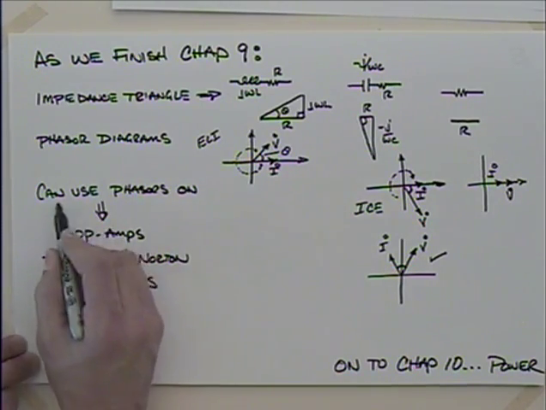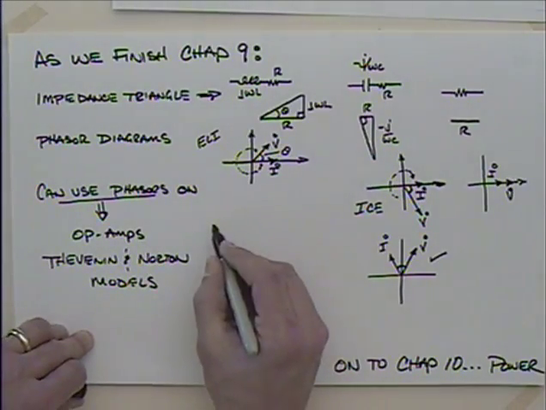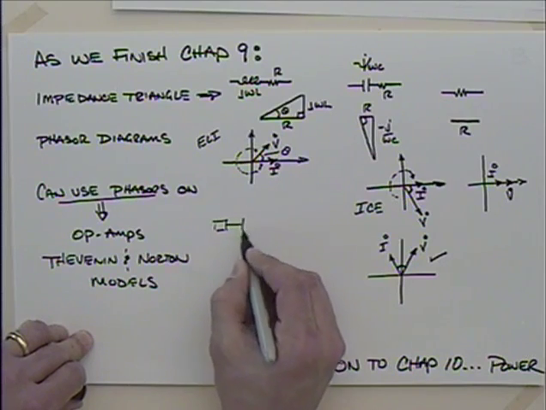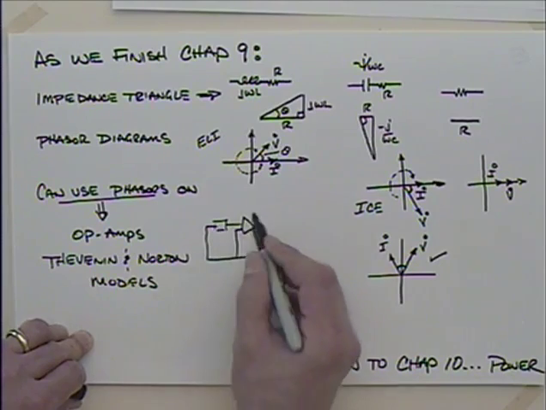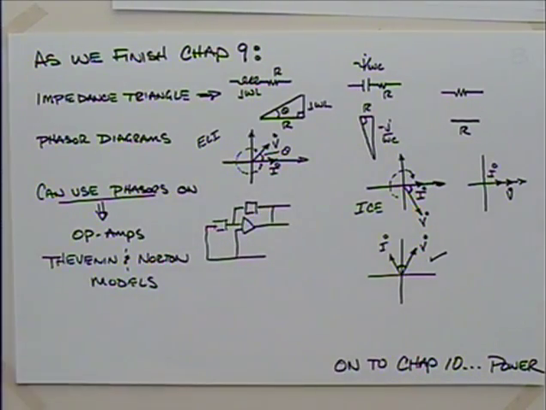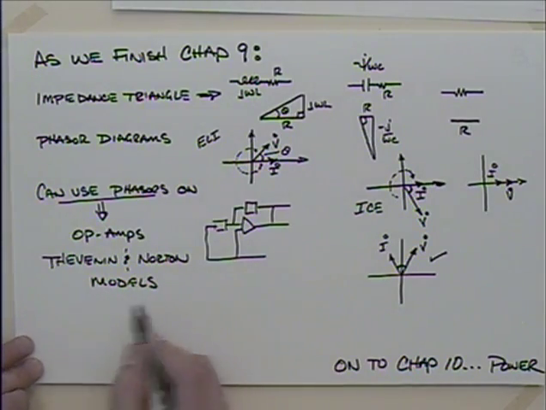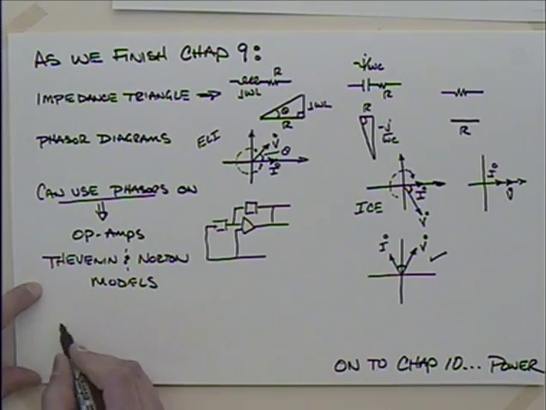We can also use phasors on operational amplifiers. I'm not going to go into that, but you could have an op-amp that has impedances on it. And you're going to use the same linear assumptions that we talked about last term. So if that ever comes up, you can use that. Norton and Thevenin models, I'll talk a little more about that. We're going to get into that when we get into power, because we're going to talk about maximum power, which is going to be a little different than last term, but the models themselves are not going to change.